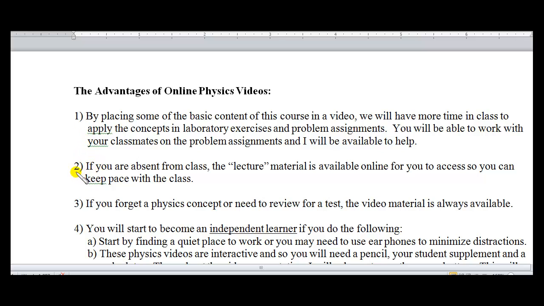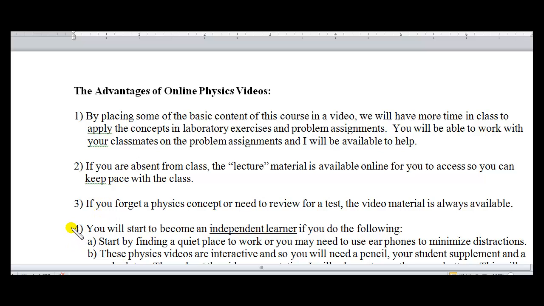The second advantage is that if you are absent from class, the lecture material is available online for you to access so you can keep pace with the class. The third advantage is that if you forget a physics concept or you need a review for a test or a midterm exam, the video material is always going to be available.